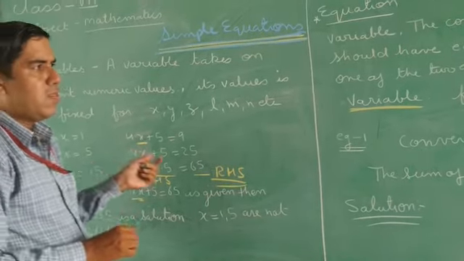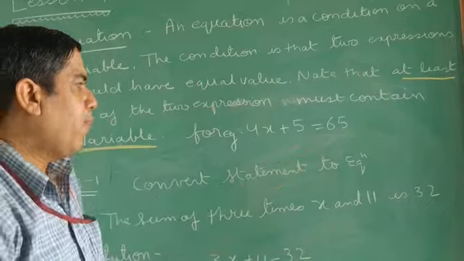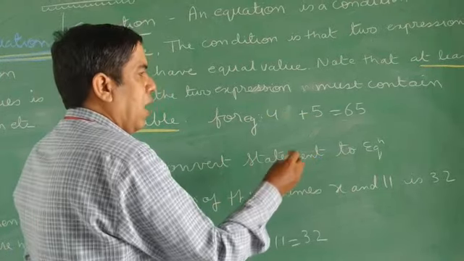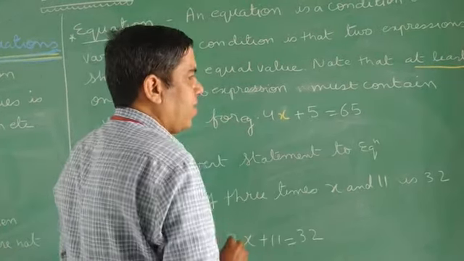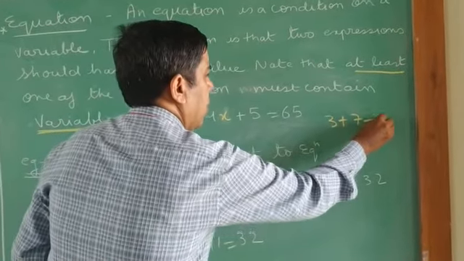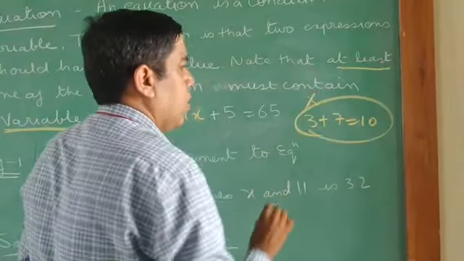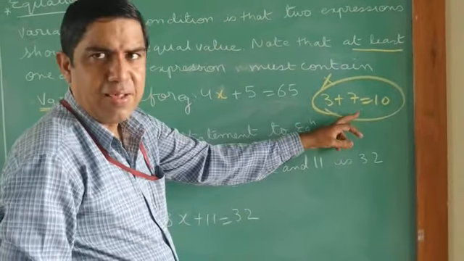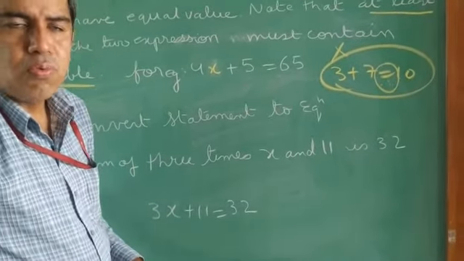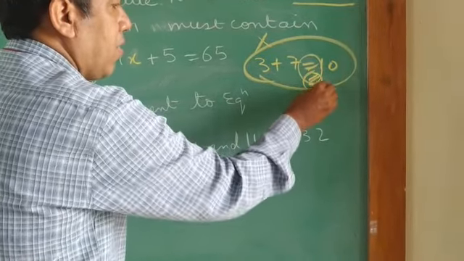or LHS. You can see here I have given the example, 4x plus 5 is equal to 65 is an equation. But suppose any student is writing like this, 4 plus 5 is equal to 65, so it is not an equation. Or if anybody writes 3 plus 7 equal to 10, these are all numeric values, there is no variable, so it is not an equation. I think we have done this in class 6 also, and the equal to sign is compulsory. The less than, greater than signs are not allowed.